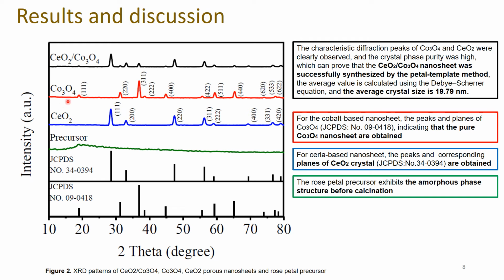And this is the XRD result. From the result we can see the characteristic diffraction peaks of cobalt tetroxide and cerium dioxide were clearly observed, and the crystal phase purity was high, which can prove that this composite nanoseed was successfully synthesized by the petal template method.